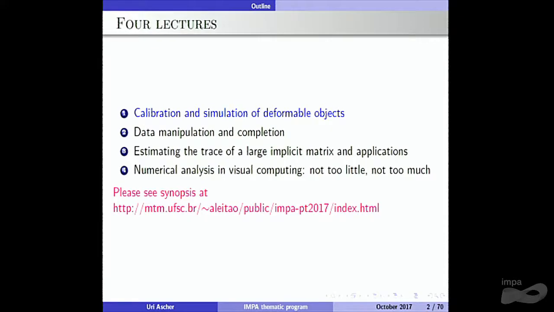And another one would have to do with PDEs with many right-hand sides. And this would lead us to the third talk, which talks about the trace of a large implicit matrix, which sounds totally independent of the other one. So you have a very large matrix, and you want the trace, but you cannot look at the diagonal elements. So you cannot just sum up the diagonal elements because you don't have the matrix. All you have is implicitly the matrix times vector, but not the matrix itself. And I will explain why it is important and how to do it.